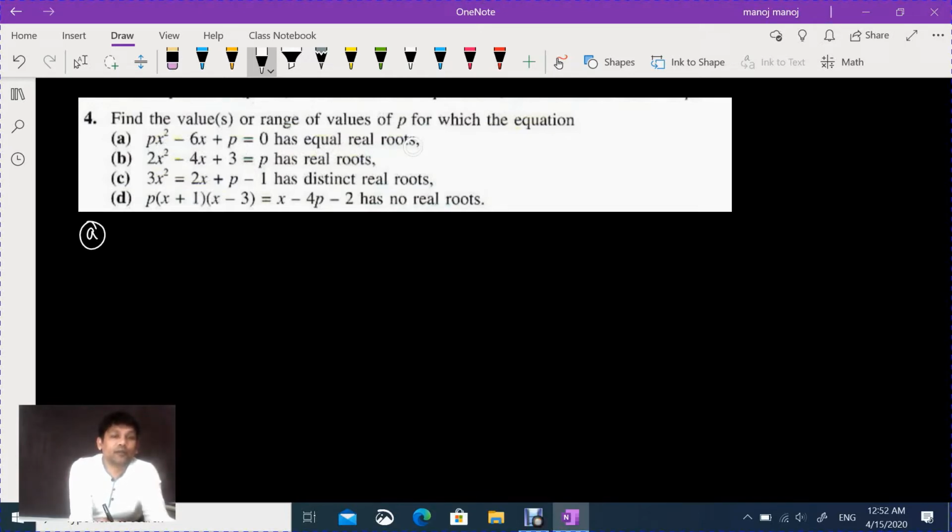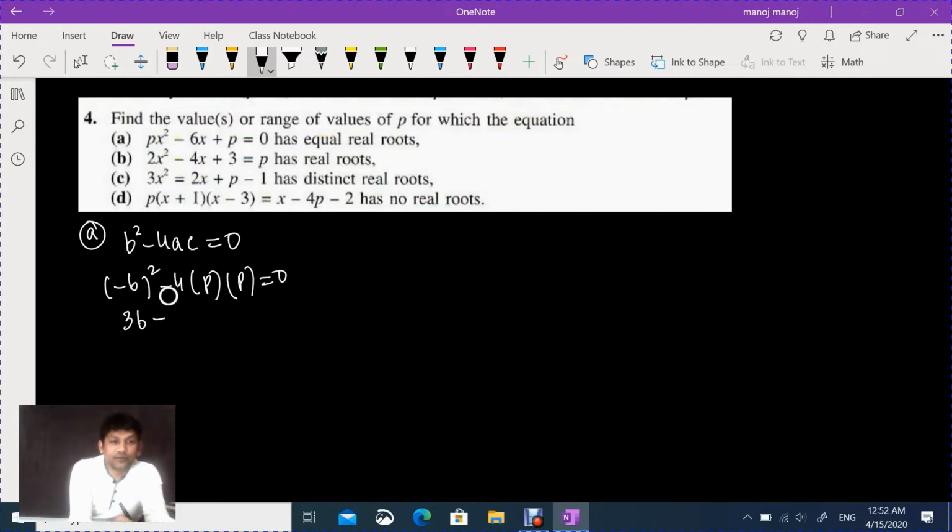Okay, what do you mean by equal real roots? Equal real roots means b square minus 4ac equals to 0. So I have to put the value when the equation is already arranged. Minus 6 whole square minus 4, a is p and c is also p equals to 0. 36 minus 4p square equals to 0. Then 4p square is equals to 36. So p square is coming 9, then p will be equals to plus minus 3, and that's your answer.